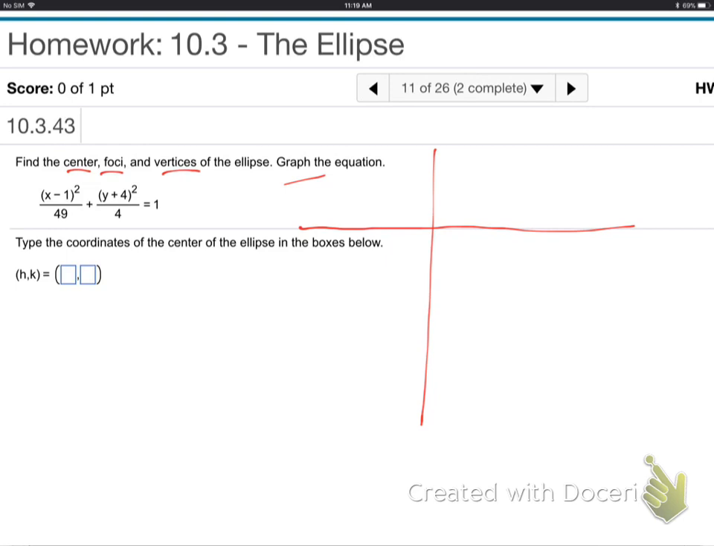Yeah. It's always, for all these graphs, opposite of whatever number's next to x and y in the parentheses. So the center is going to be positive 1, negative 4. Over 1, down 4. We good? Over 1, down 4 for the center. Is that making sense?